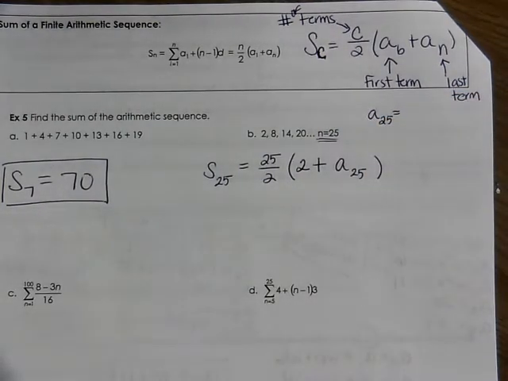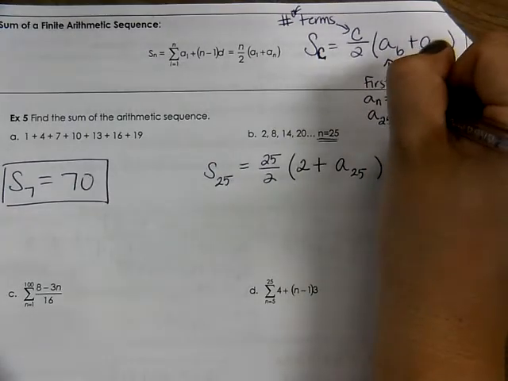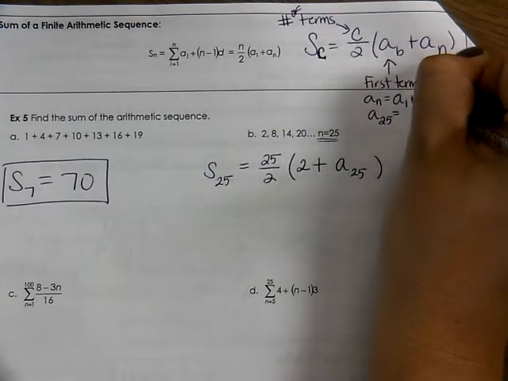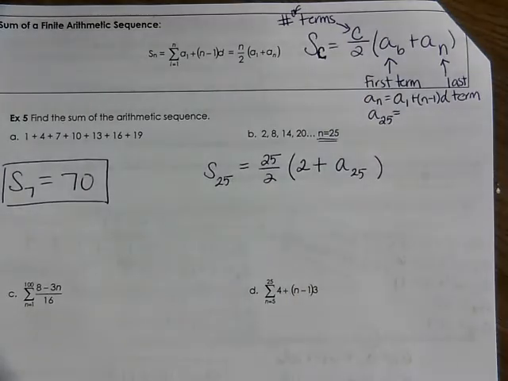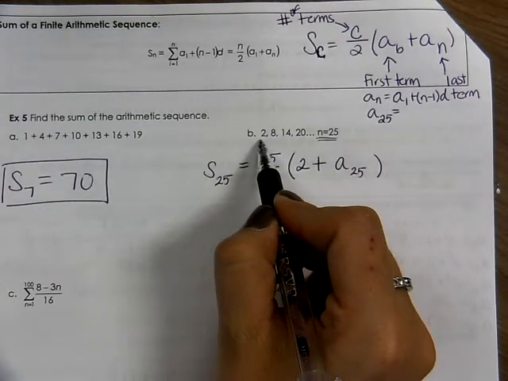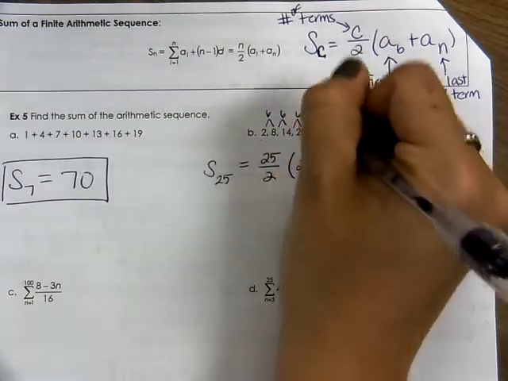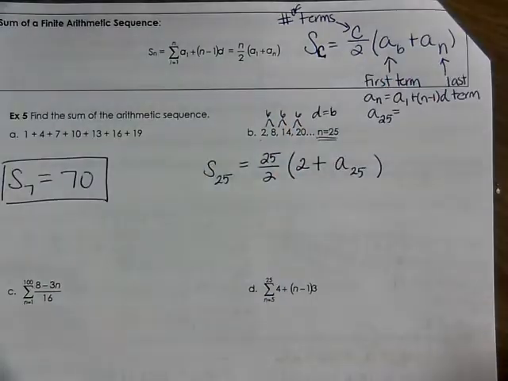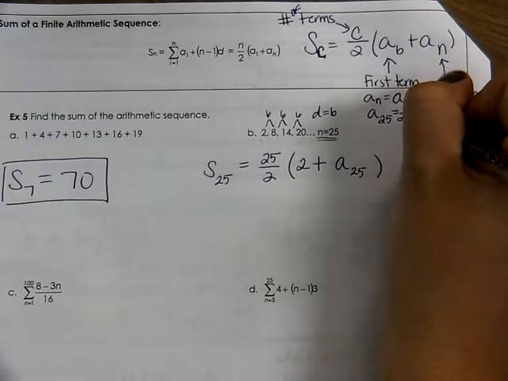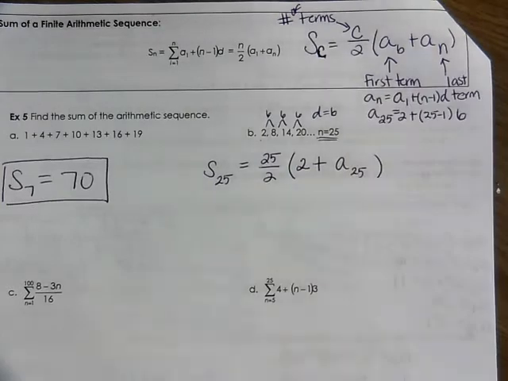Now how am I going to find that? The other equation, because that tells you a sub n. A sub n equals a sub 1 plus n minus 1 times d. So I need the first term, and I need the common difference. Here's the first term. Can I find the common difference? Yes, it's just 6. So d equals 6. So I'm going to have 2 plus 25 minus 1 times 6.